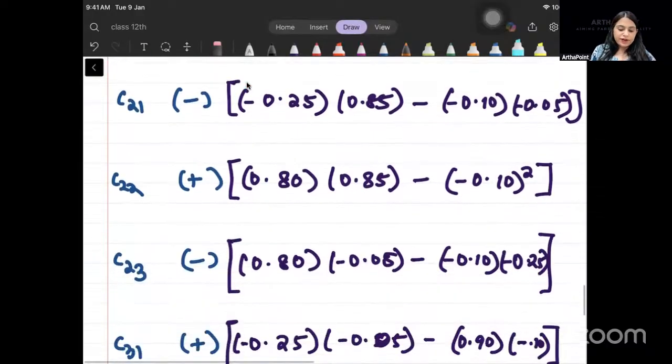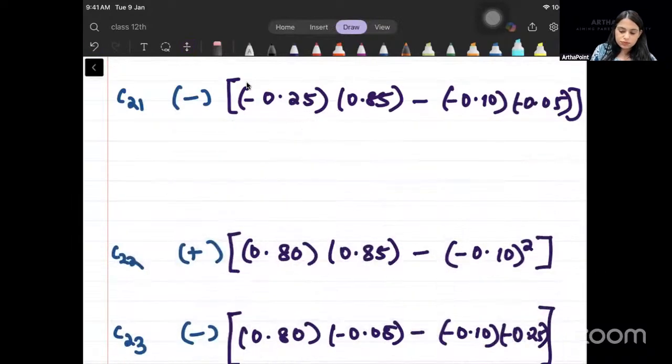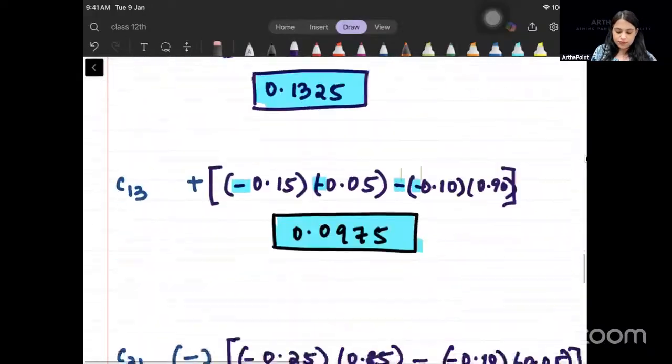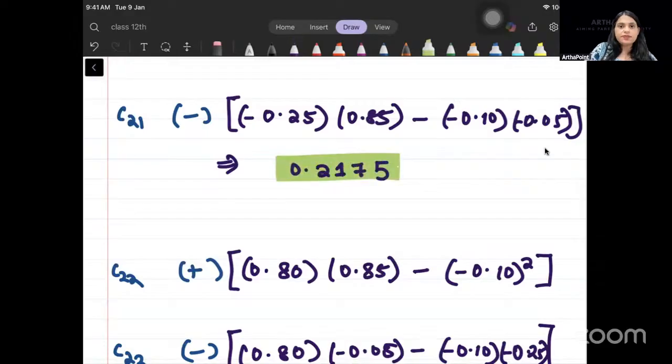Then if I go ahead and do C21, what's the number we are getting here? Calculate it. What is C21 coming? I think for me it is coming as 0.2175. Just recheck it. 0.2175 is what I'm getting for C21.